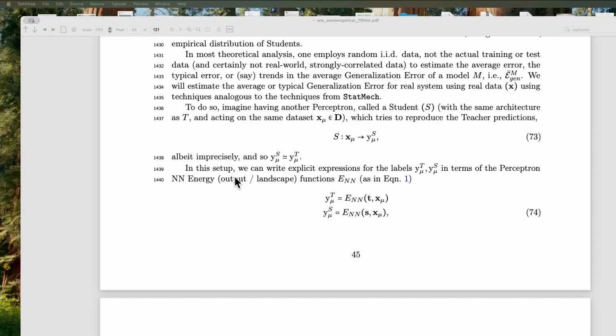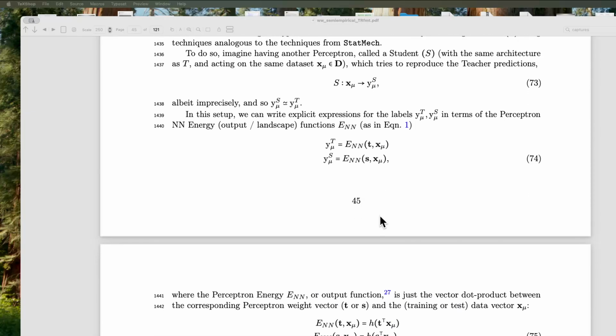So you imagine you write down these labels for the teacher and the student in terms of perceptron output. The teacher prediction is the output of the teacher vector times x of mu, and the student prediction is the output of the student vector times x of mu. We didn't really define the student and teacher vectors yet, so that's missing. I need to put that at the beginning here.